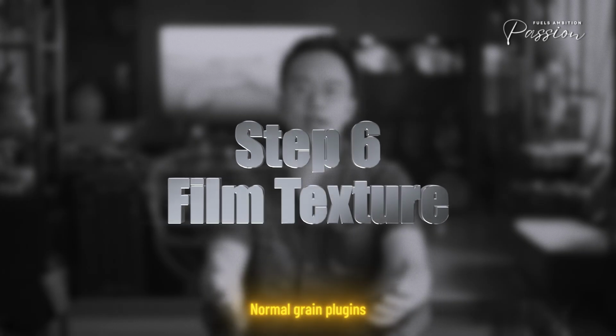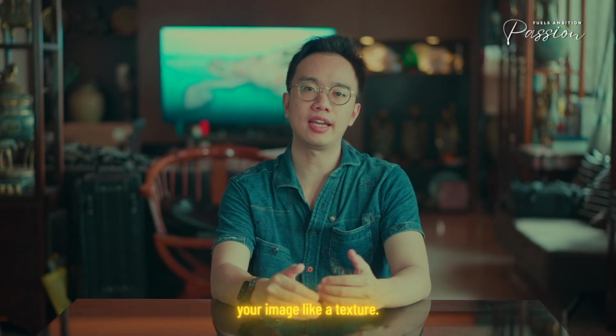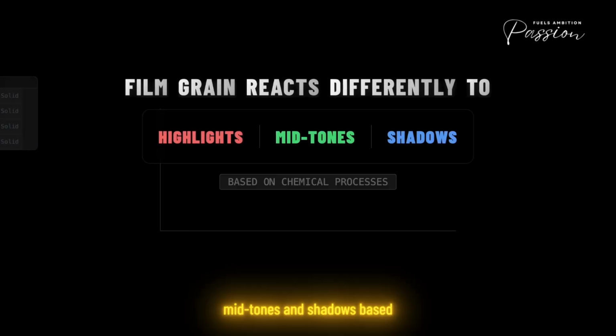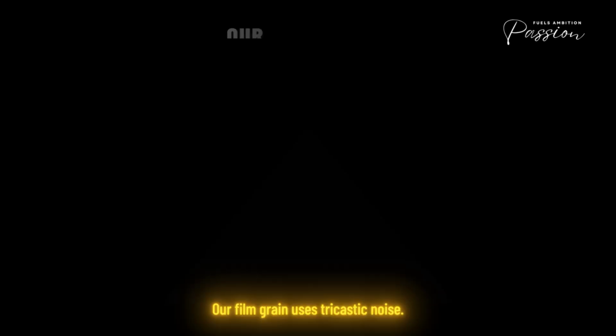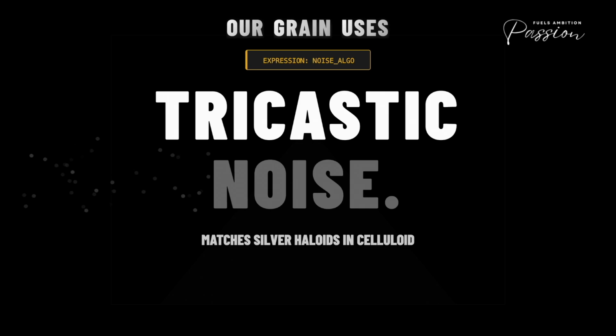Final problem. Your video is too clean. Normal grain plugins have a flat overlay feel. They sit on top of your image like a texture. Film grain reacts differently to highlights, midtones, and shadows based on the chemical processes. Our film grain uses stochastic noise. That's a triangular distribution that mathematically matches silver halide crystals in celluloid.